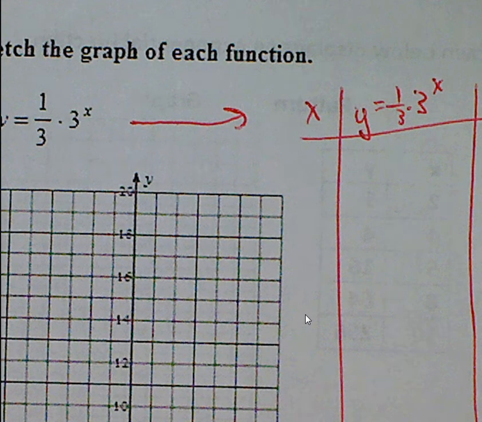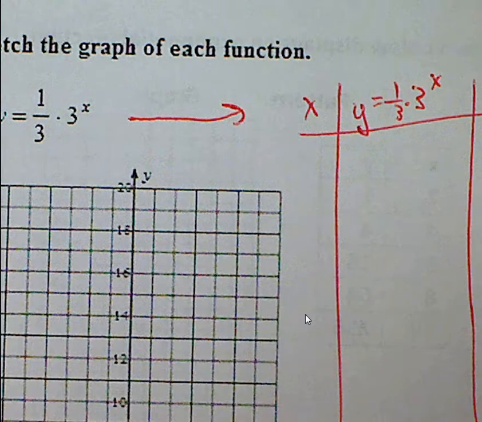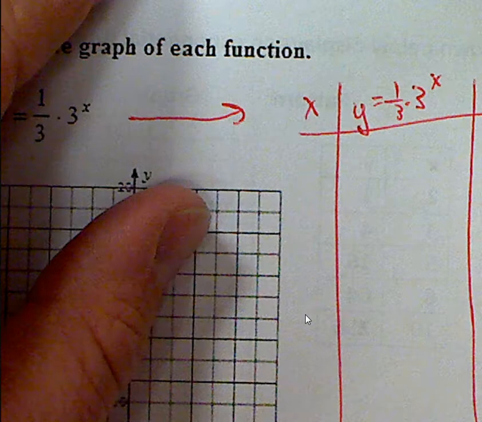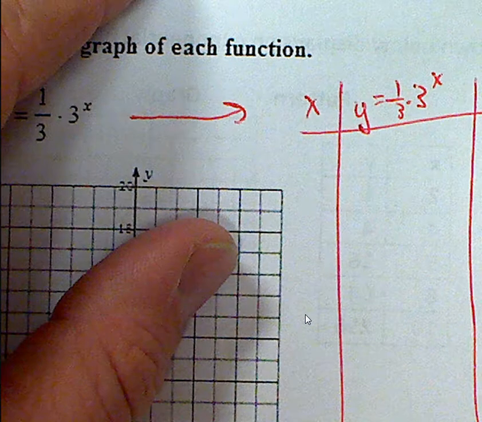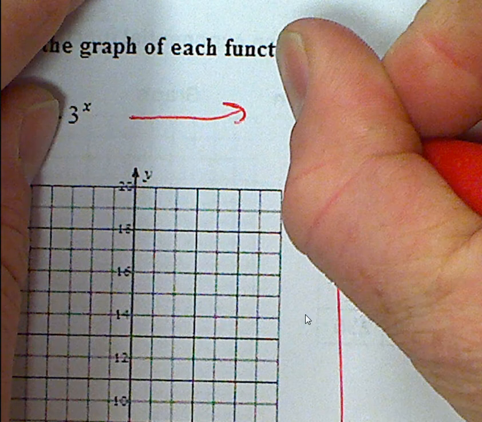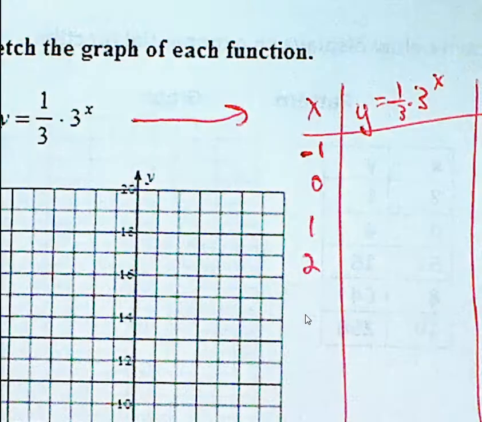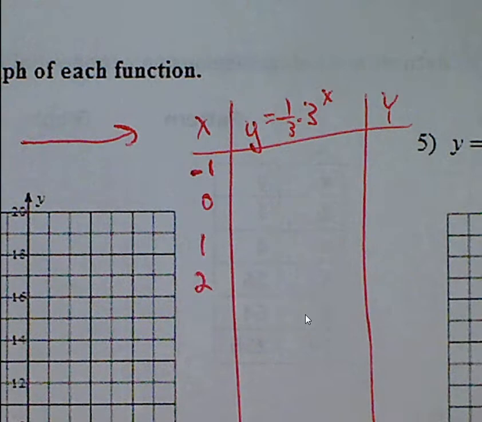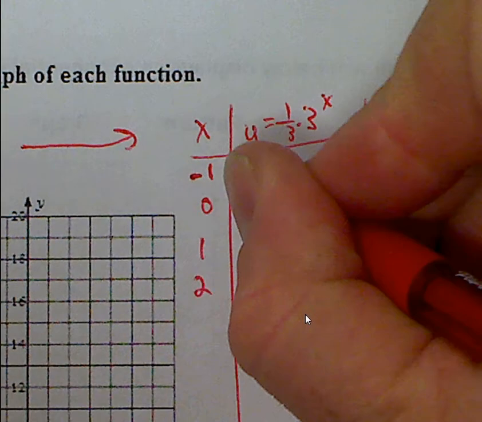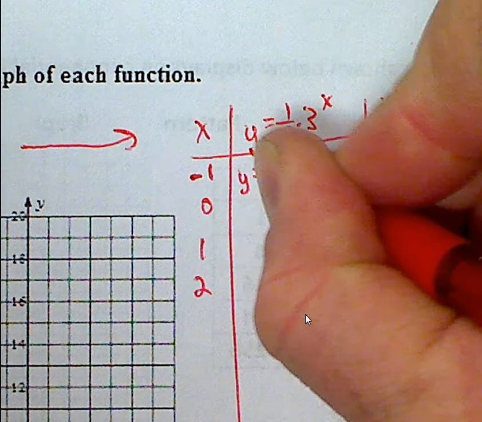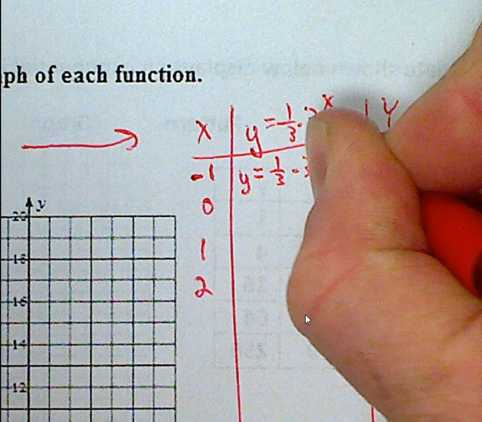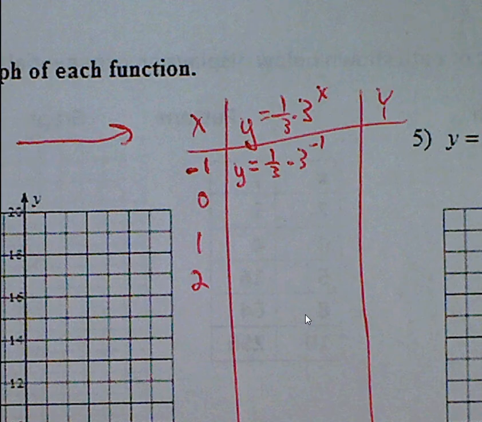So we get to choose our values. So we always want to choose negatives, a 0, and positives. So let's go negative 1, 0, 1, 2. Let's see if that creates enough in order for us to see what's going on. So my first would be y equals 1/3 times 3 raised to the negative 1. So let's see what happens.